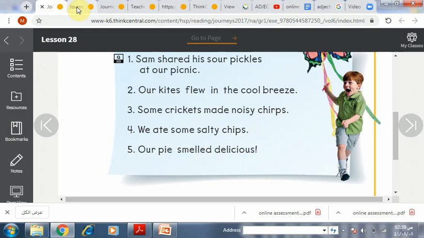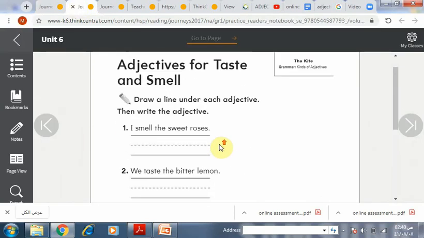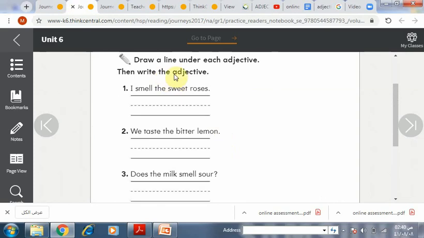Now let's answer the RN page quickly. Page 186. Draw a line under each adjective, then write the adjective. So again, let's look for the adjective here. Number 1. I smell the sweet roses. Where is the adjective? Yeah, I guess sweet. That's a describing word. Underline the word sweet and write it on the line. It describes the roses. It describes the smell of the roses.